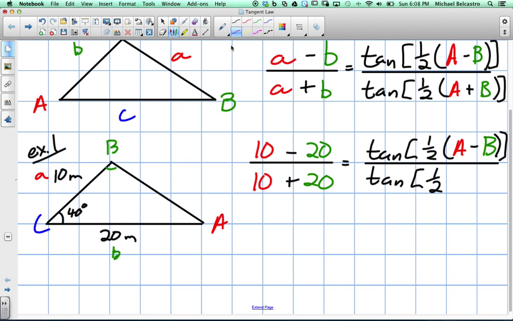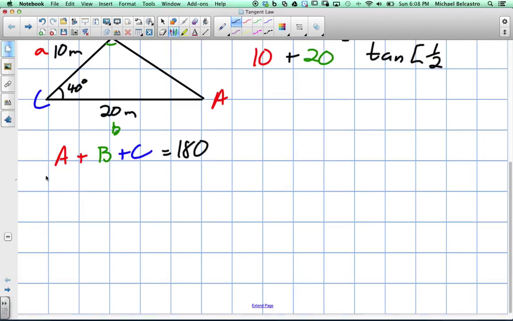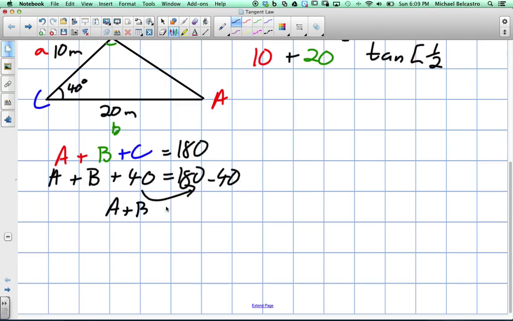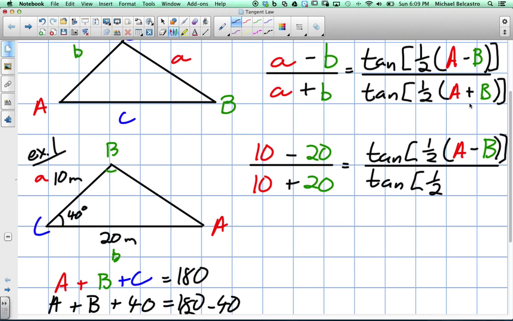So we know that angle A plus angle B plus angle C all equal 180 degrees, right? And we know that angle C is 40 in this case, so we can go ahead and plug that in. So we have A plus B plus 40 is equal to 180. Well, that means when we bring 40 to the other side, we subtract 40. That means A plus B is equal to 140. So we know what the combination of those two angles are together, so we can plug that in for A plus B. So we have 140 in this case.